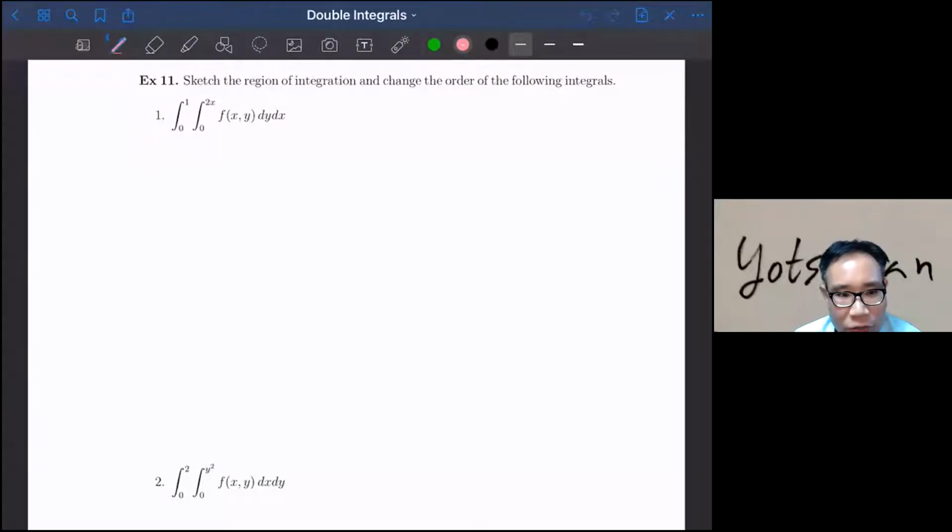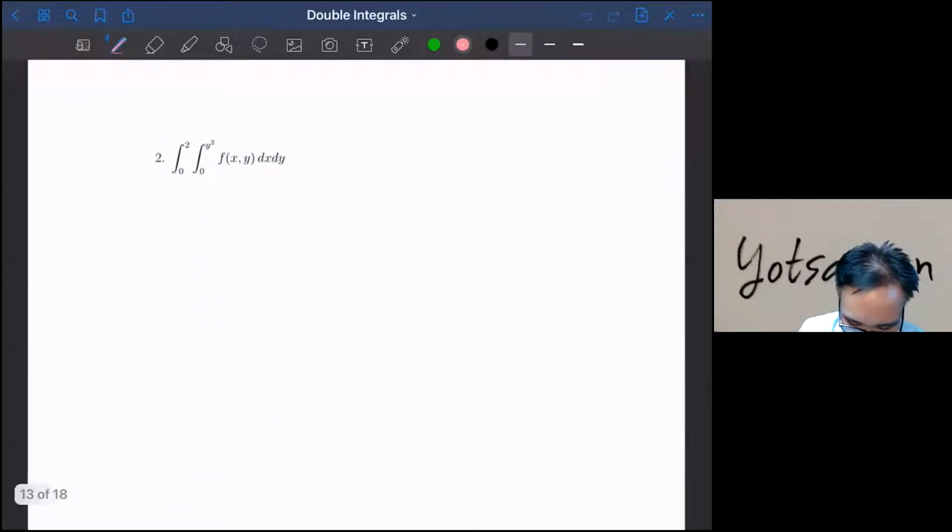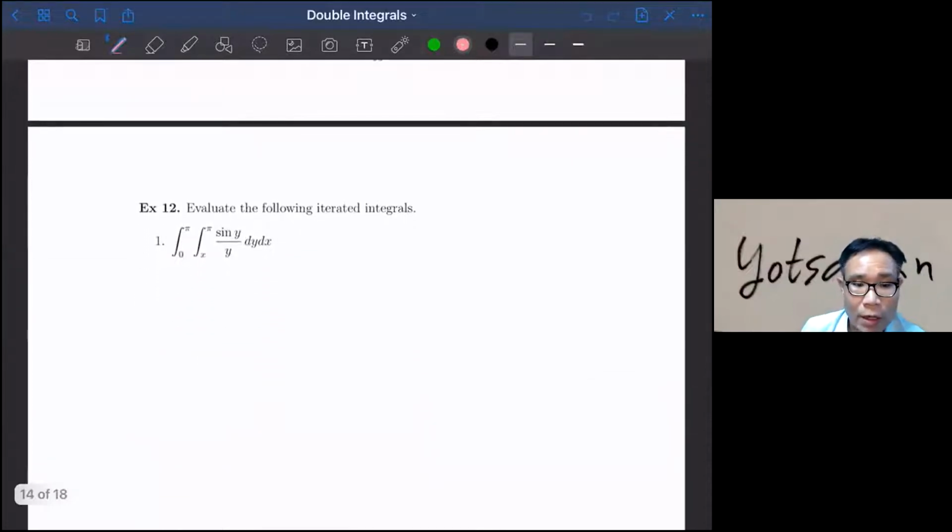The next thing that we're going to study is how to compute a double integral. However, we're going to reverse the order. The question in example 12 is that when you see this kind of double integral, it turns out to be a function that is impossible to integrate. The way we deal with this problem is to reverse the order of integration from dy dx to dx dy, and then we're able to integrate.